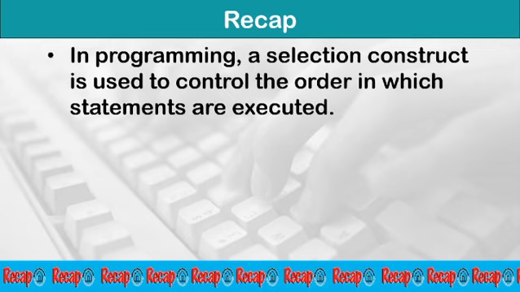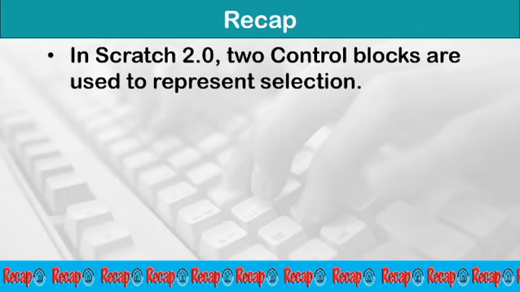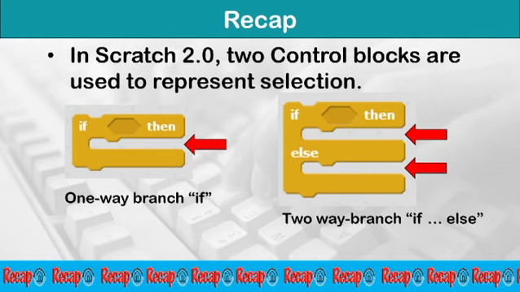In programming, a selection construct is used to control the order in which statements are executed. The selection construct is based upon whether a certain condition is true or false. In Scratch 2.0, two control blocks are used to represent selection. The one-way branch if block and the two-way branch if-else block.